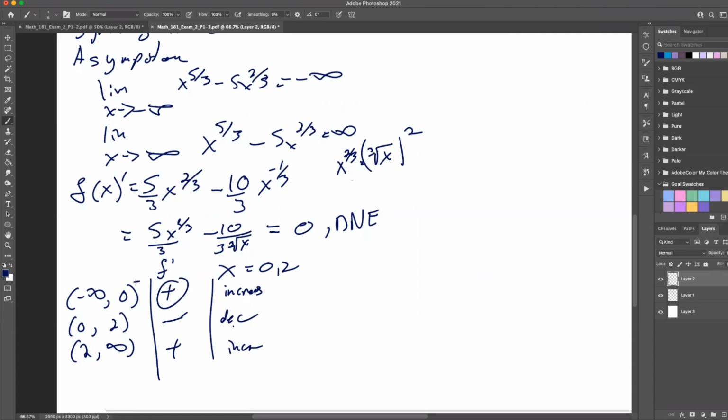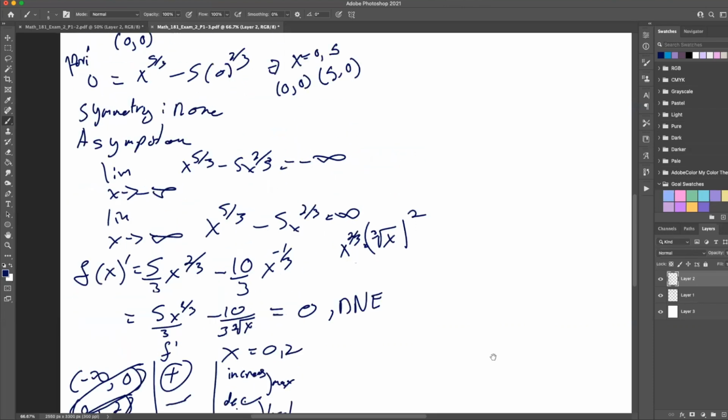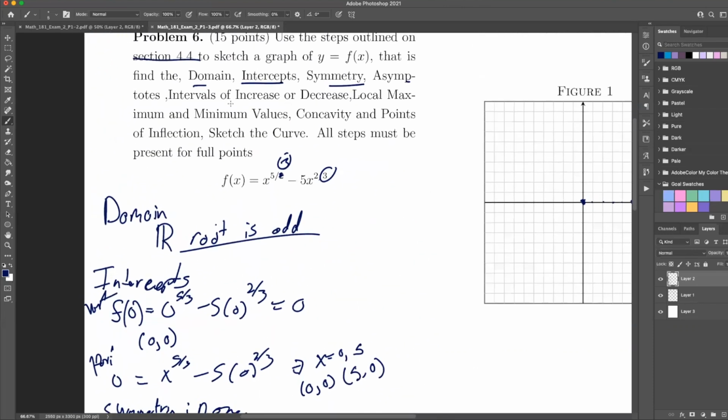So here I have a local. Here it's going from increasing to decreasing. So here I have a local max right here. And then here I'm going from decreasing to increasing. So I'll have a local min. Okay. And so here we have established both our intervals of increasing and decreasing and local max and mins.